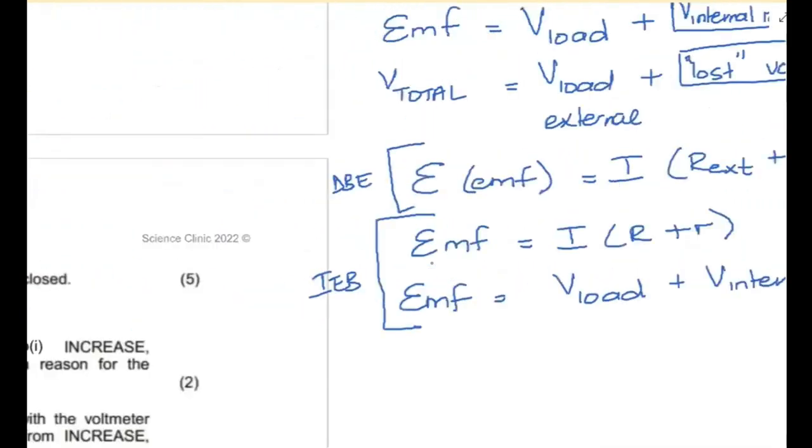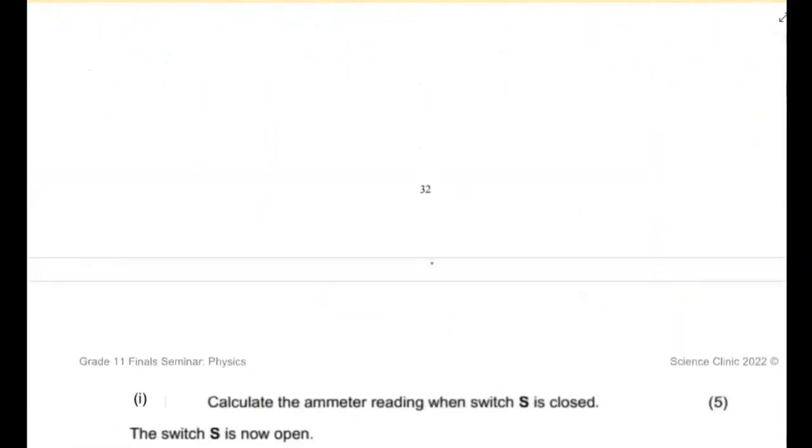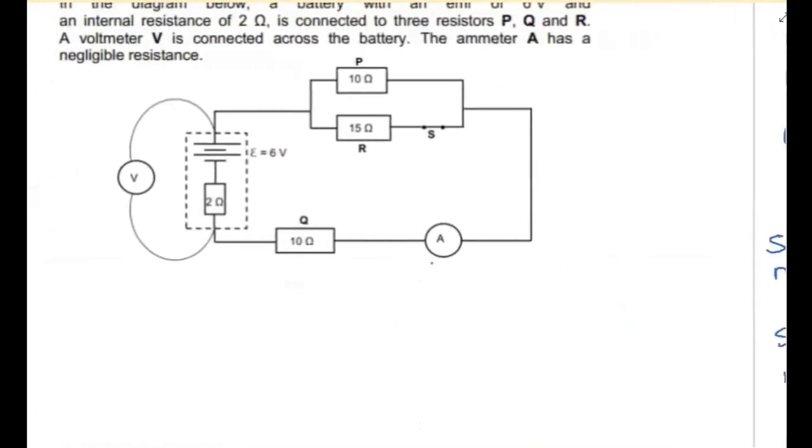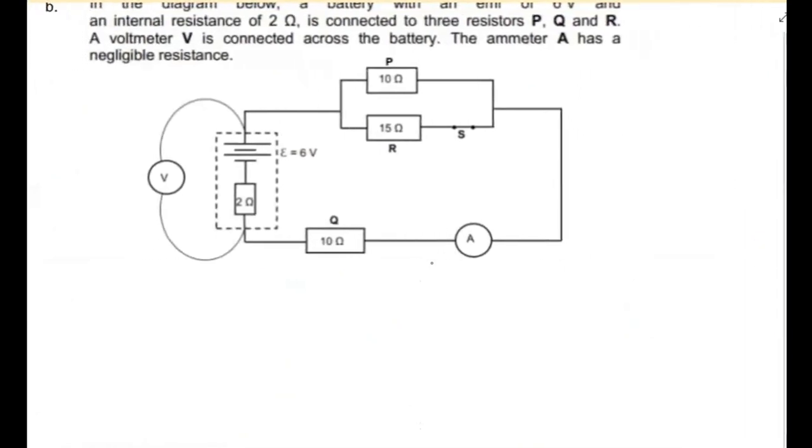So let's look at an example on what they want you to do. So firstly, if I look at this circuit, what do I have? I always say to kids, if it's an EMF question and there's internal resistance, go and write down this.